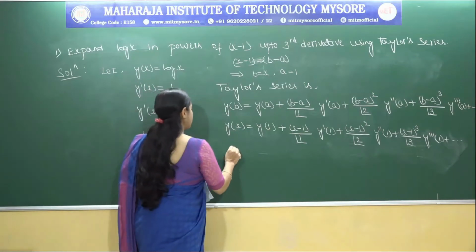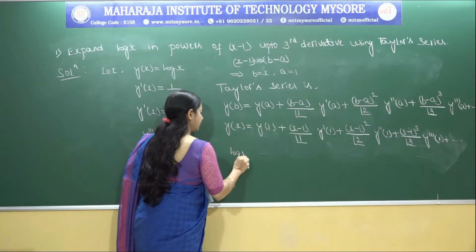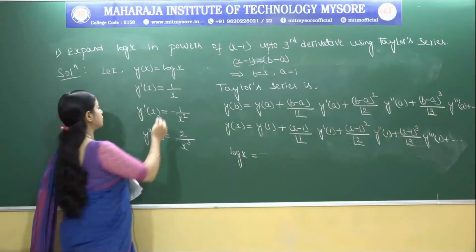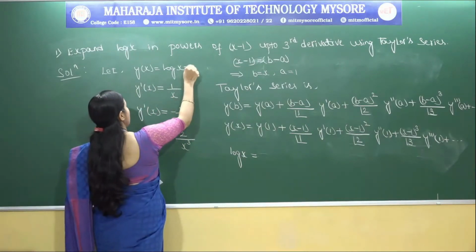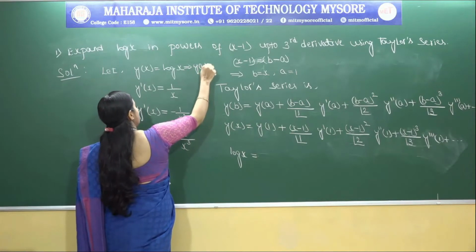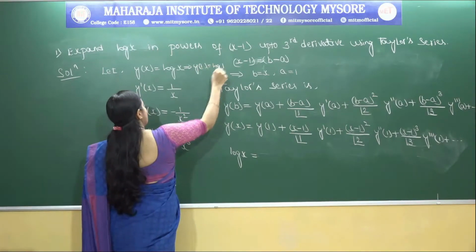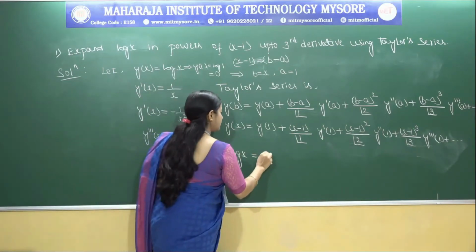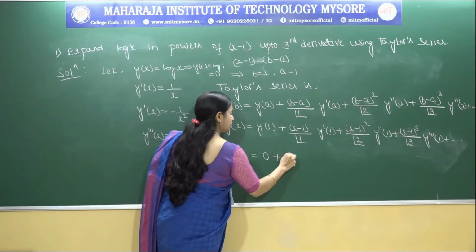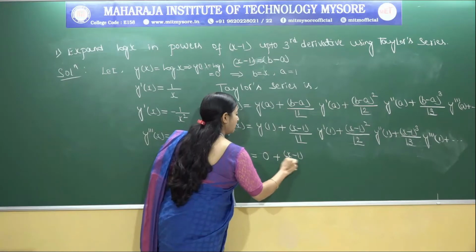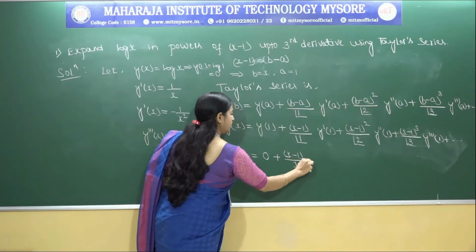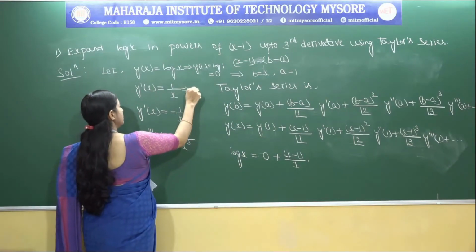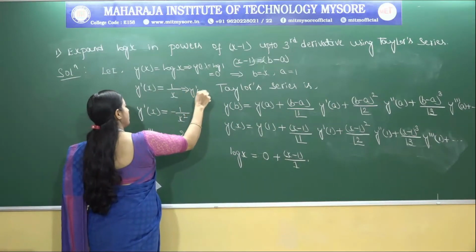So the y of x, they have given it as log x. So y of 1, for y of x you have to put x equal to 1. So the y of 1 equals log 1. Log 1 is 0. So the y of 1 equals 0 plus x minus 1, 1 factorial is 1, y dash of 1. In the first derivative, put x equals 1. So the y dash of 1 equals 1.